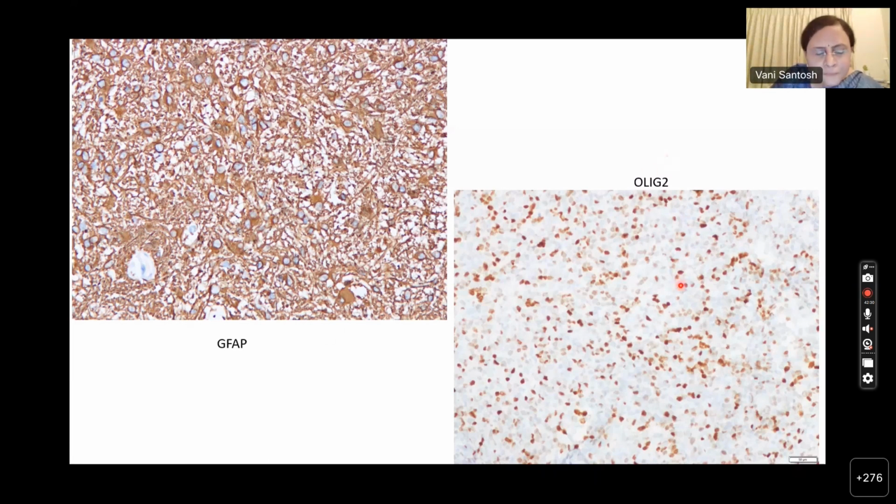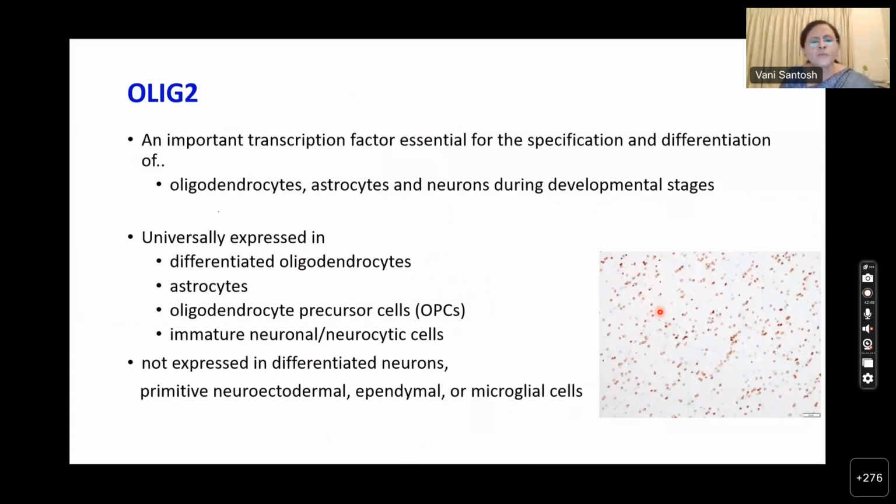And what is this? Olig2, and you may not have seen this. I will explain. This is Olig2. You can see a nuclear stain which is diffusely positive. Olig2 is a very good stain that we use for all these diffuse gliomas. You can ask me what is Olig2. Olig2 is a very important transcription factor. It is essential for the specification and differentiation of these cells for oligodendrocytes, astrocytes, and neurons during development.